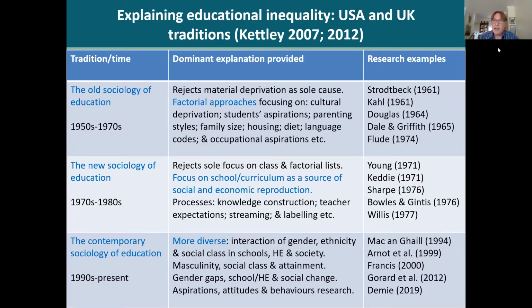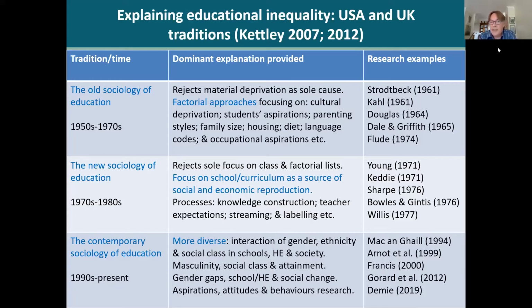By the time we get to the 1990s, explanations of educational inequality have become much more diverse. Rather than focusing on either social class as in the 1950s or gender and ethnicity in the 70s and 80s, we see approaches which look at the intersection of gender, ethnicity and class, which is where I would place my own research. In the early 90s, there was a lot of research on masculinity, social class and attainment, and particularly reasons why working class boys, both black and white, tended to underachieve in school.